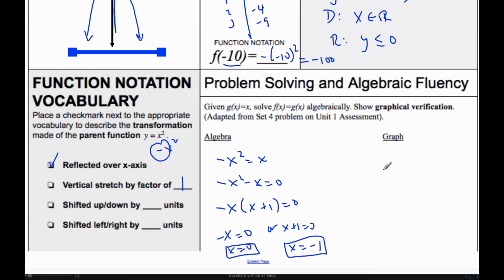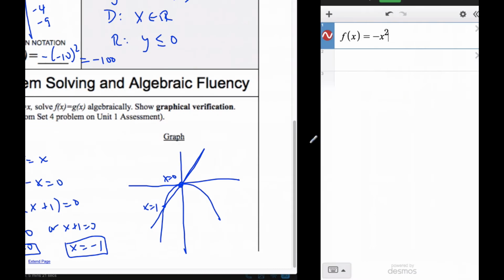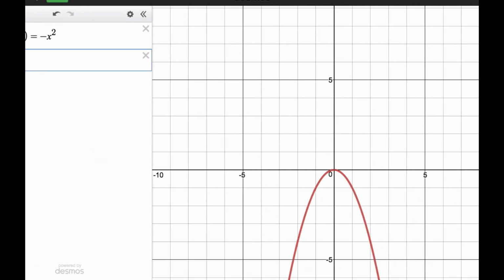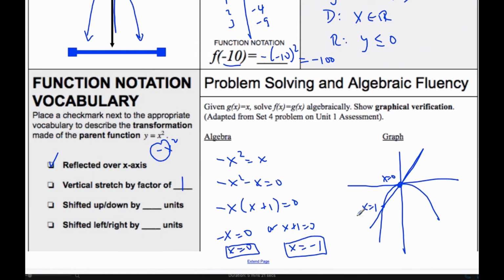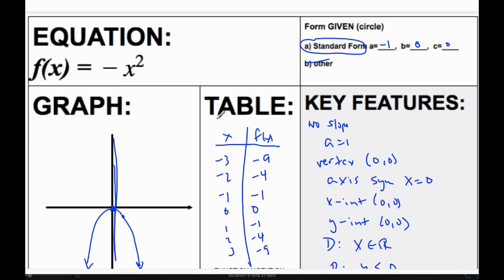If I'm going to graph it, I know that this is negative x squared. The line y equals x is this one here, which is a 45 degree line. So here is x equal to 0. Here is x equal to 1. And if I check this on Desmos here, y equals x, I can clearly see that I mislabeled this as 1. It should be negative 1. Okay, and so this takes us through our first puzzle.